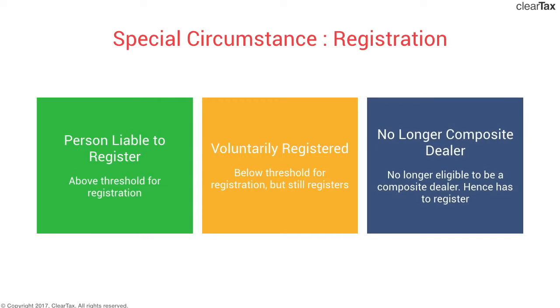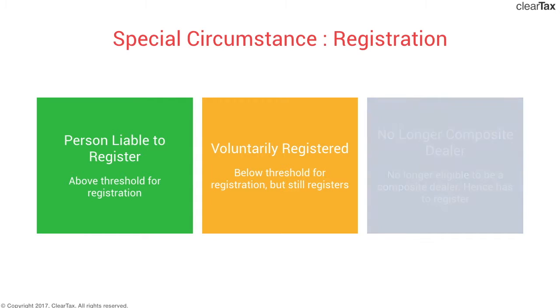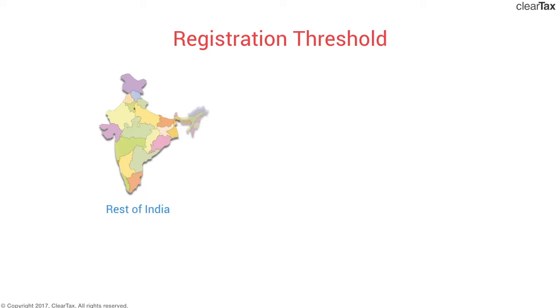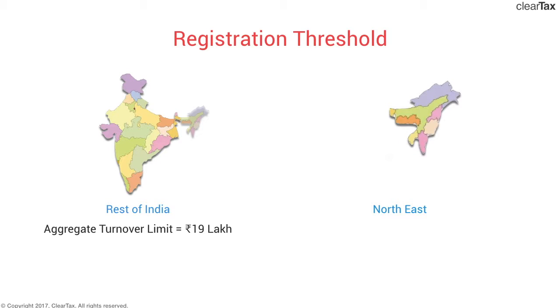The third situation is where he's no longer a composite dealer. He becomes a normal dealer and hence he has to register. The first two situations involve a threshold. What is this threshold? It is based on aggregate turnover. We've already seen what aggregate turnover is in the second module. The law has separated aggregate turnover limit for Northeast and the rest of India, where the aggregate turnover for the rest of India except the Northeast is 19 lakhs or more. The taxpayer is liable to register, while in Northeast the limit is 9 lakhs.